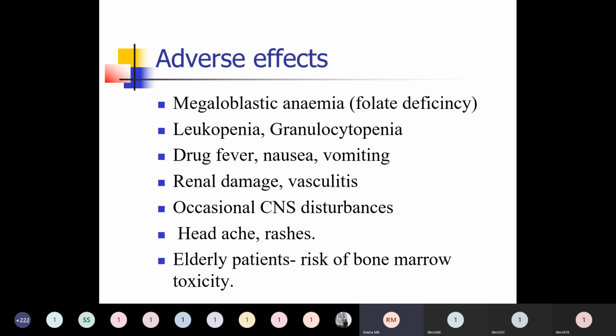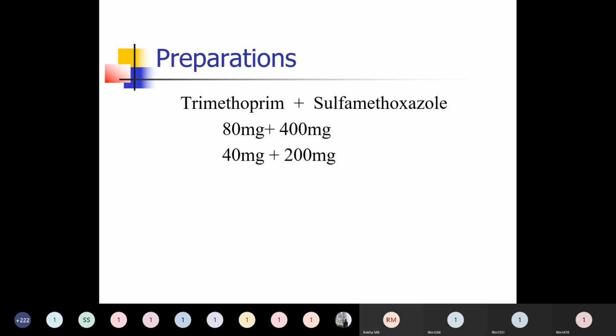And in elderly patients, there is increased risk of bone marrow toxicity. Now coming to the preparations, as I have told you, sulfamethoxazole is combined with trimethoprim in the ratio 5:1. That is 5 parts of sulfamethoxazole is combined with 1 part of trimethoprim. So the usual combinations are 400 milligram of sulfamethoxazole with 80 milligram of trimethoprim, or 200 milligram of sulfamethoxazole can be combined with 40 milligram of trimethoprim.